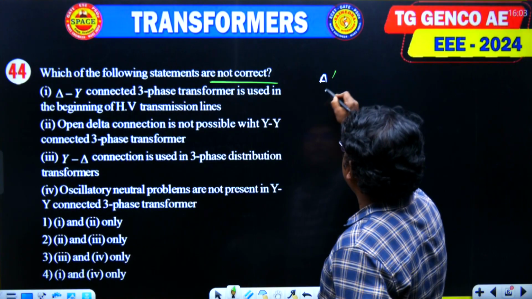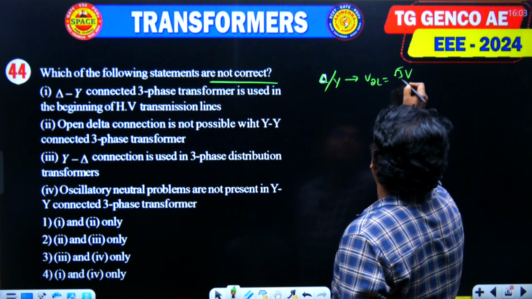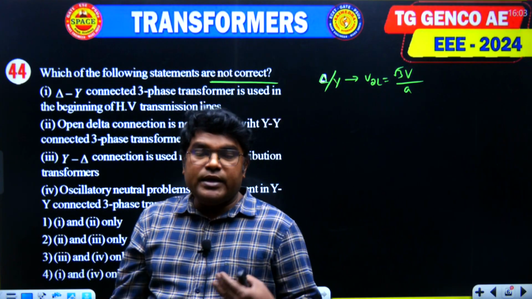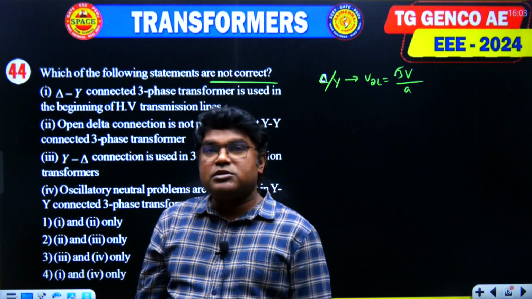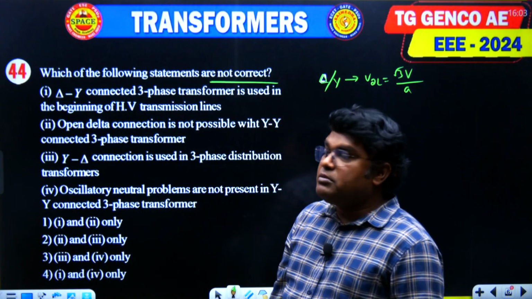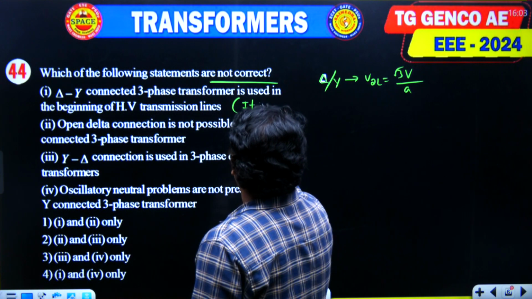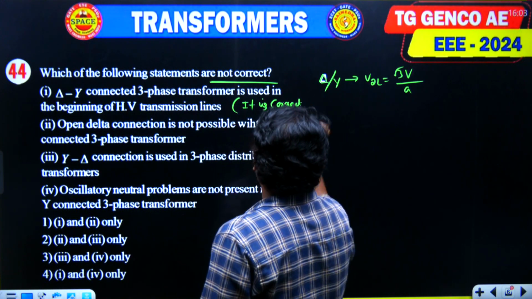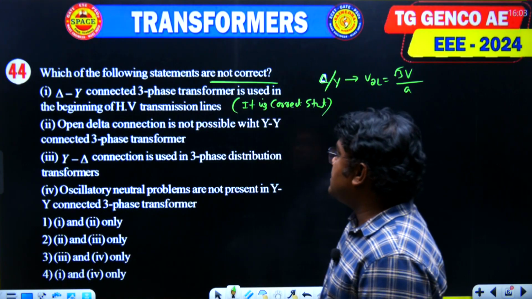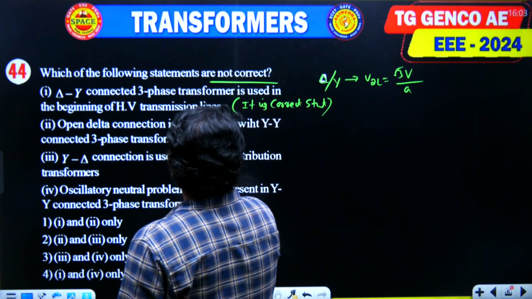in the delta star transformer V2L is equal to root 3 times V2 phase, that means the delta star transformer produces the highest secondary terminal voltage among all 3-phase transformer connections at the same voltage rating and turns ratio. So it is best suitable at the beginning end of the HV transmission lines. So this is the correct statement. It is not wrong. And next, coming to statement number 2: open delta connection is not possible with a star-star connected 3-phase transformer. So it is a wrong statement.